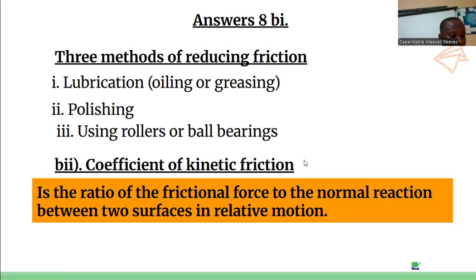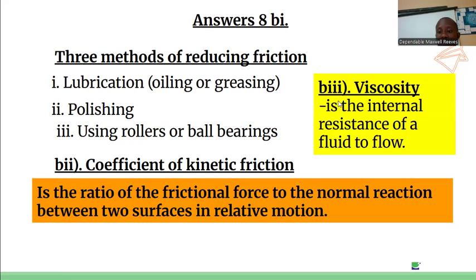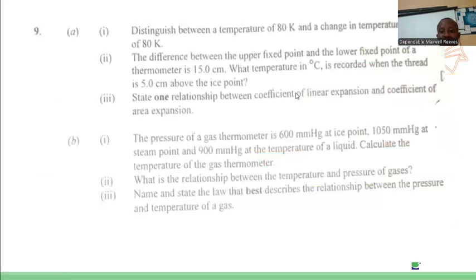Question 8B3R asks us to define viscosity. This is the expected answer. Viscosity is the internal resistance of a fluid to flow. Let us move to question number 9. So this is question number 9.